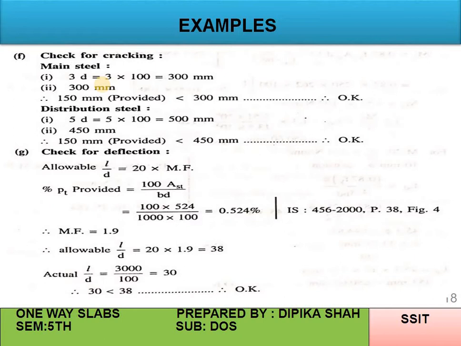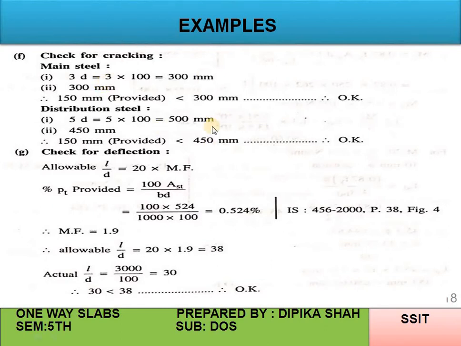For a distribution steel, the criteria is 5D or 450. इन दोनों में से जो लेस देन वैल्यू है उससे हमारा स्पेसिंग कम होना चाहिए, right? So the value of 5D is 500 mm and 450. So लेसर वैल्यू कौन सी है? 450 है, और हम लोगों ने सेंटर टू सेंटर डिस्टेंस कितना प्रोवाइड किया था? 150 mm, राइट? सो वो 450 mm से कम है, मतलब कि यहाँ पे भी ओके है.